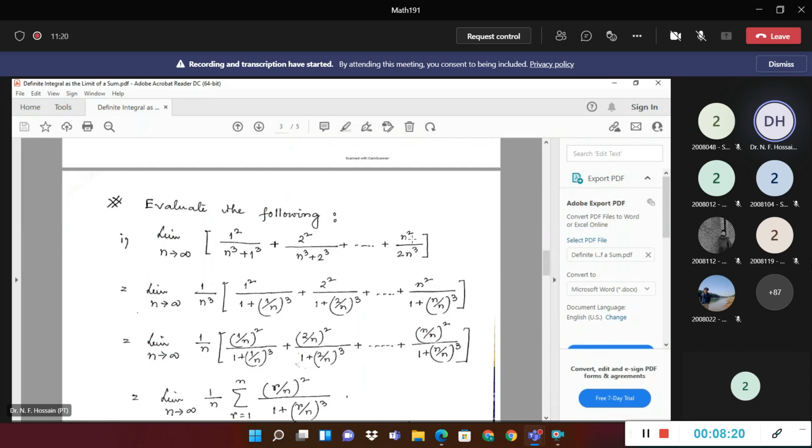And here it will be n square divided by n cube plus n cube, that means 2n cube. Okay, it's perfectly all right. From the first n cube, we are taking n cube common, so it should be 1 plus n by n whole cube.